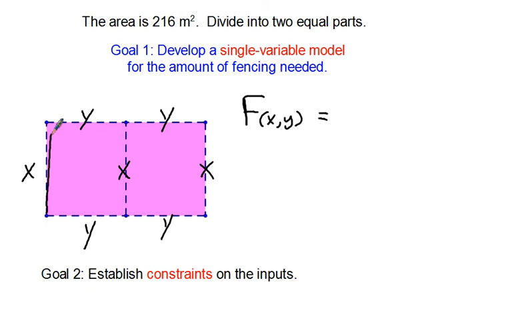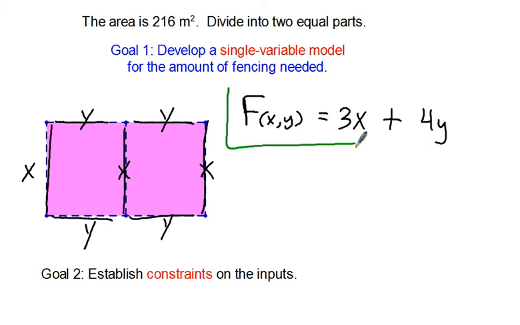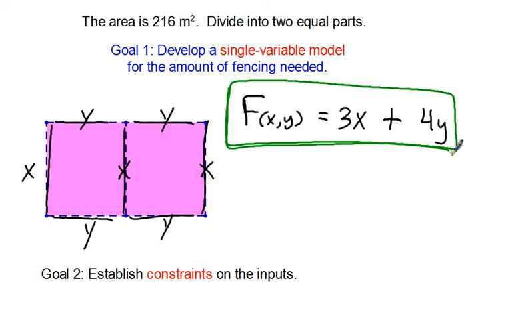How many x's? 1, 2, 3. So 3 times that amount of fence. Plus, how many y's? 1, 2, 3, 4. So I need 3 x's and 4 y's, and that will give me the total amounts of fencing. Okay, this is a two-variable model. As I said earlier, you will not be able to work with the two-variable model unless you know multivariable calculus. So you might as well try to eliminate one of the variables. And so let's go there.